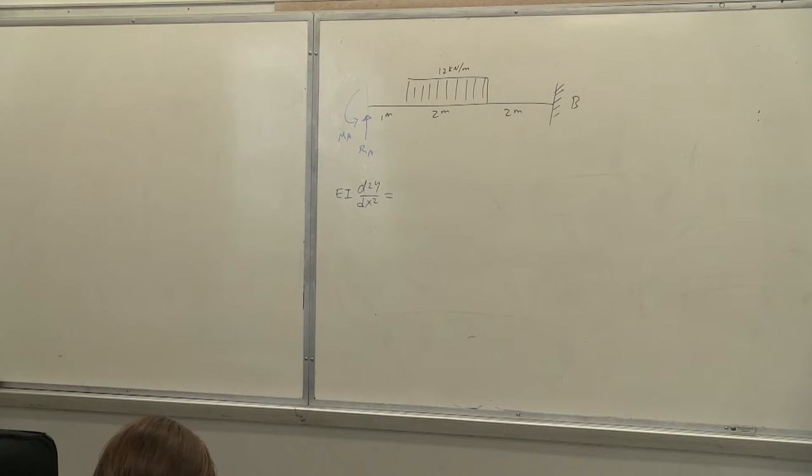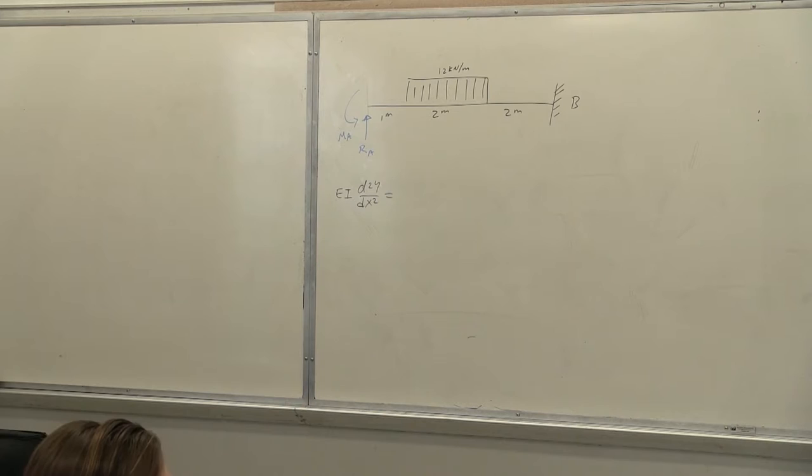Everything that you learn in ME218, this is the 10th time I'm repeating it. Some of you are paying attention. This is only for the benefit of those that still have a little problem with ME218. Everything that we did in ME218, when you write sigma equal to MC over I, that M is not the external moment. It is the internal moment.